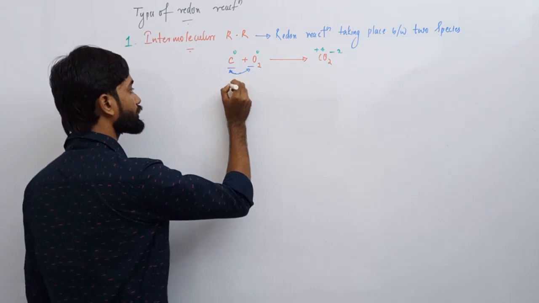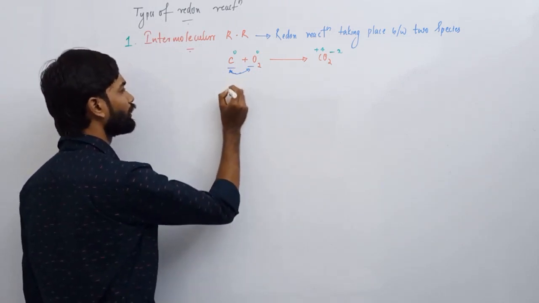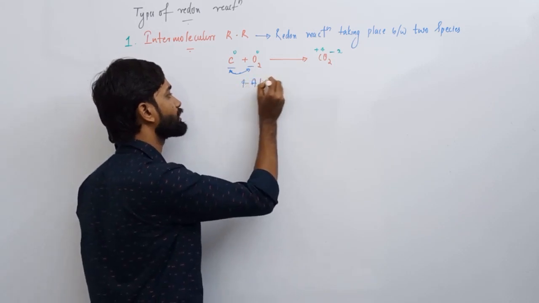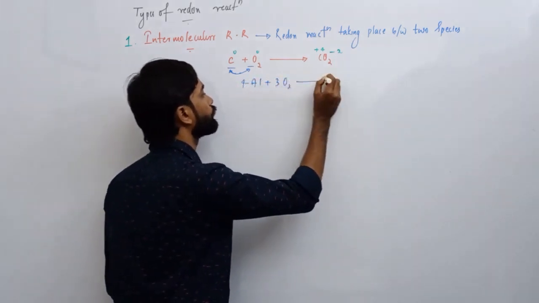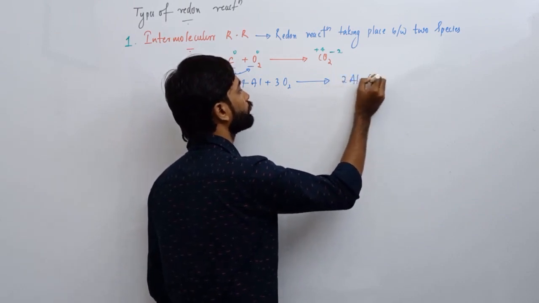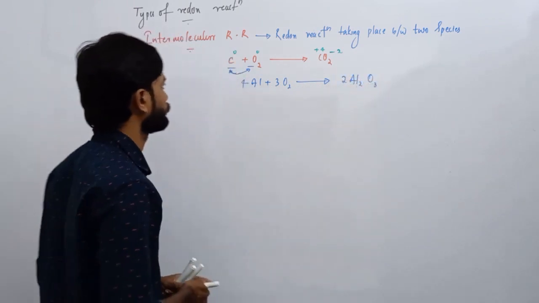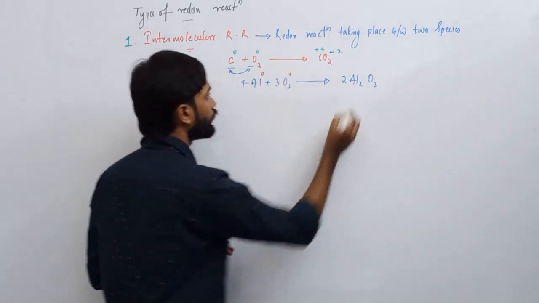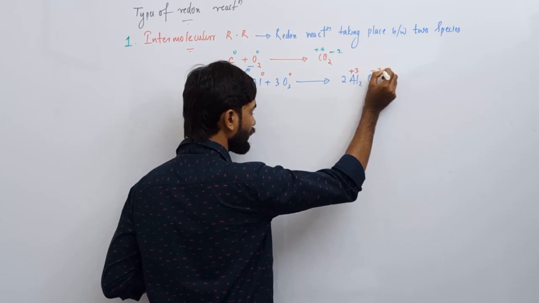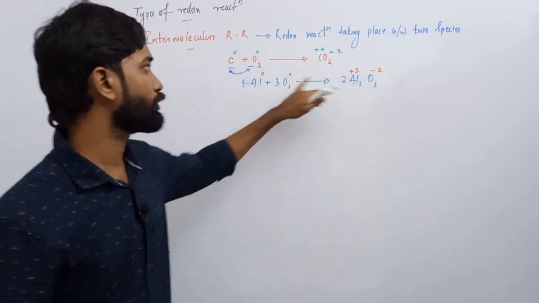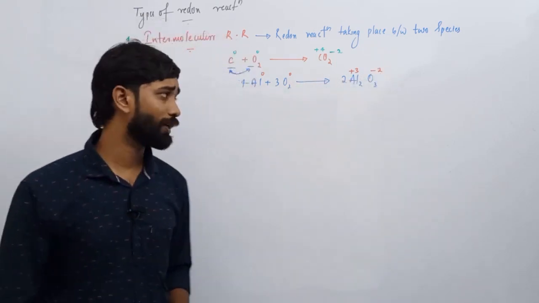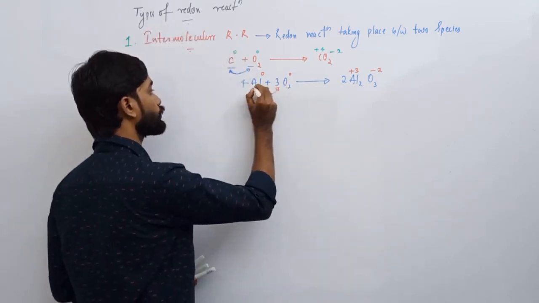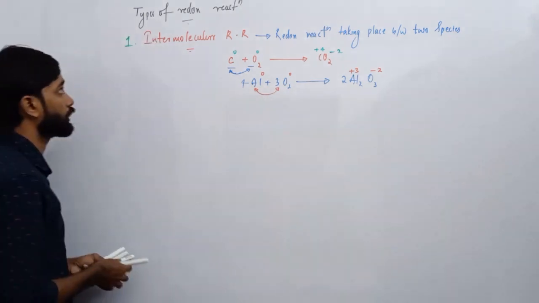Let's have another example. Any type of combination reaction you can add. 4Al plus 3O2 gives 2Al2O3. Ready? So aluminum is in 0 and oxygen is in 0. Now the aluminum is in +3, oxygen is in -2. What happens? Aluminum goes from 0 to +3, oxidation, and oxygen from 0 to -2, reduction. And the oxidation and reduction is between two elements or between two species. And that is said to be intermolecular redox reaction.